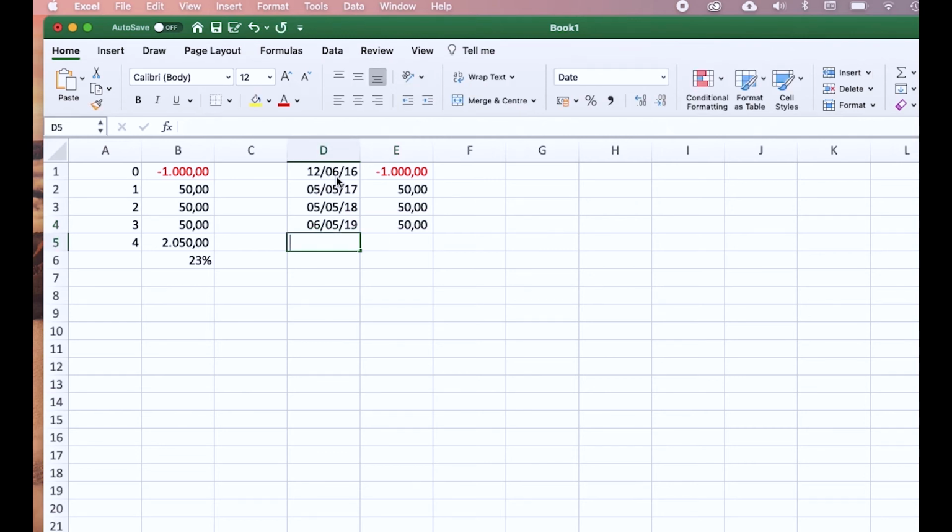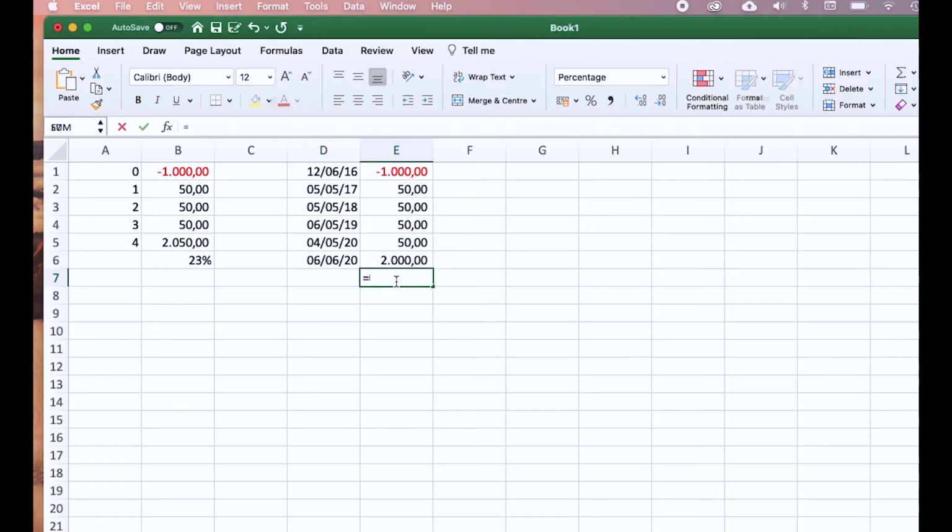May 6th, 2019, May 4th, 2020, and the resale price is collected on June 6th, 2020. The internal rate of return using Excel's XIRR function is again 23%.